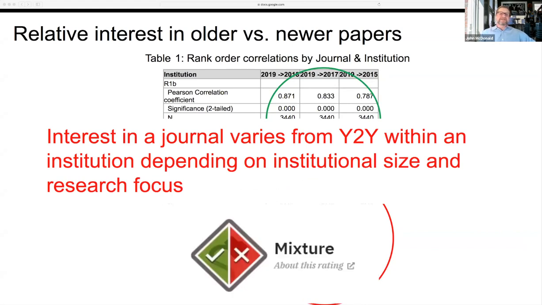So our determination is sort of a mixture. For the big institutions with a lot of usage, it probably does work pretty well. For smaller ones, maybe not so much.